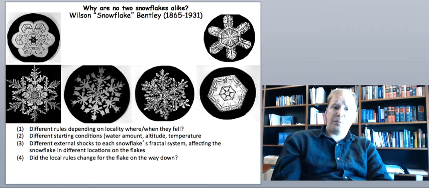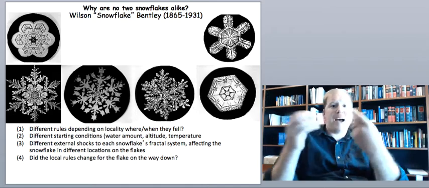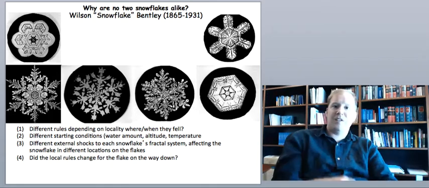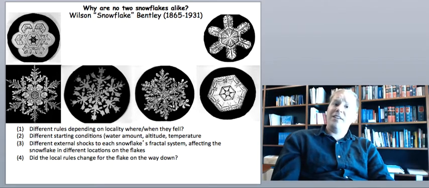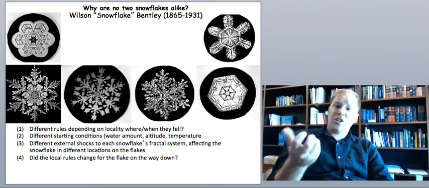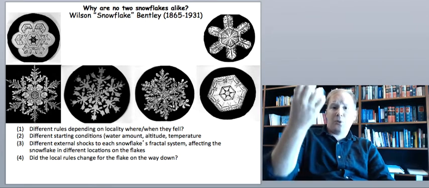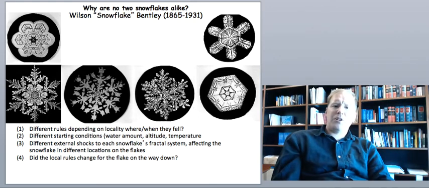If we're doing a computer program building this, when and where the snowflakes fell, what were the starting conditions for that snowflake? For example, how much water was there in the air? What altitude did it start forming at? What was the temperature? Were there any external shocks to the snowflake? Did they bounce off of other snowflakes that would influence the conditions under which it formed? And did the rules by which the snowflake was changing itself change over time on the way the flake fell down? So you can notice that with all of these very sensitive considerations, it's very hard to make any sort of predictions in advance about what a given snowflake would look like.